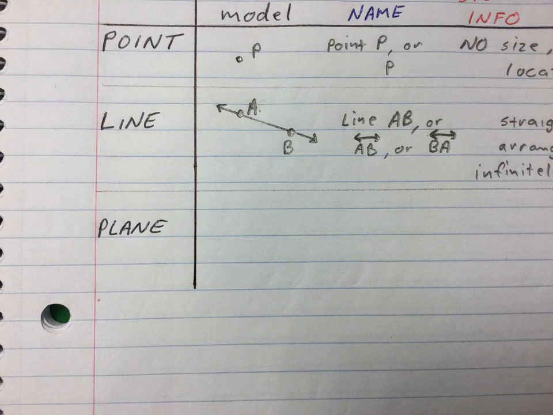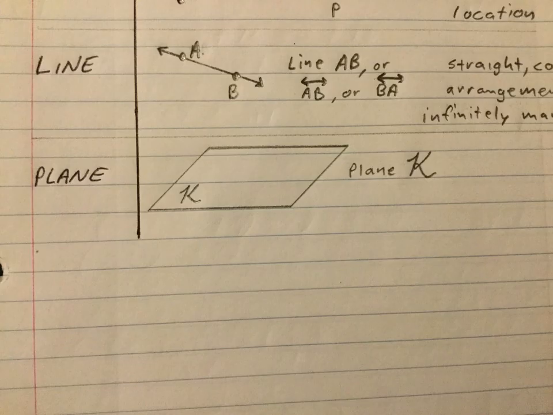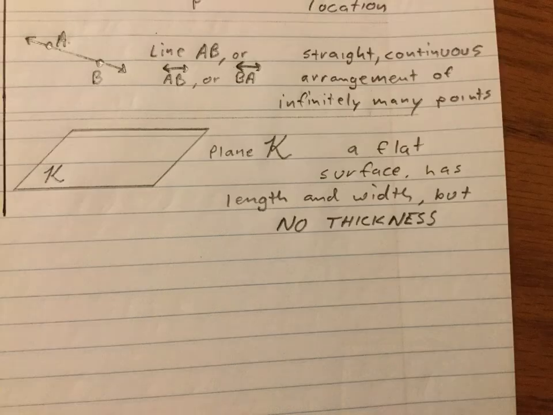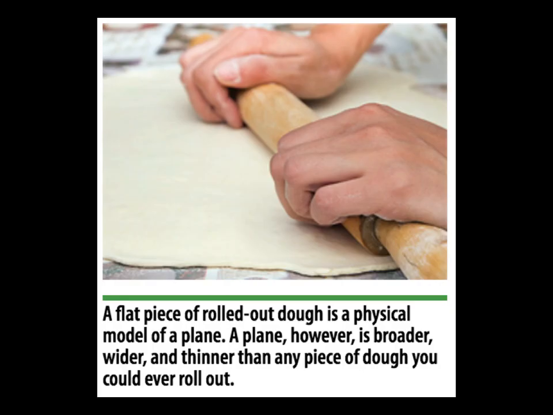The third building block of geometry is a plane. So here we have the representation of a plane. We call it plane K. Notice it's kind of a scripty cursive K. And a plane is a flat surface. Sorry, it has length, it has width, but it has no thickness. Kind of like a piece of paper or a piece of rolled out dough. That would be a model for a plane.